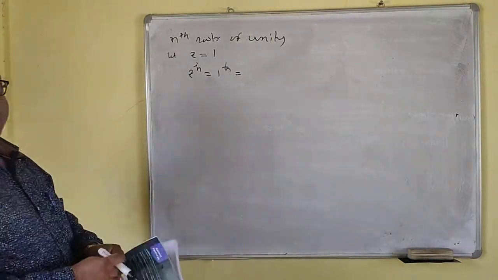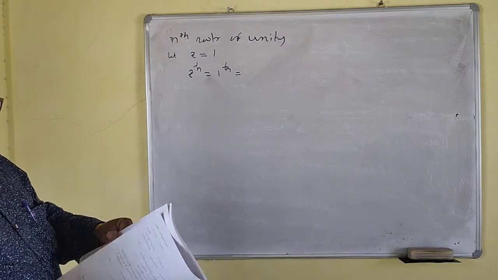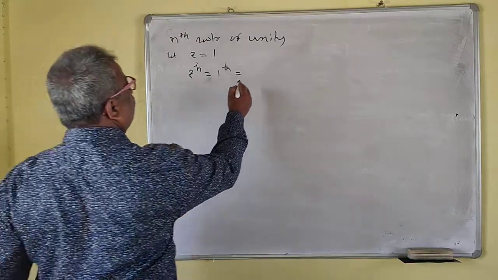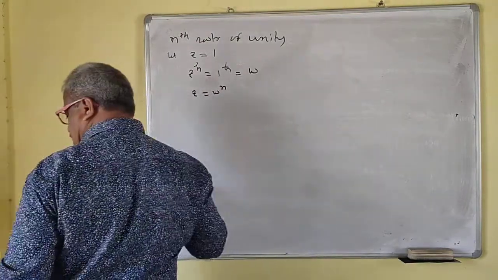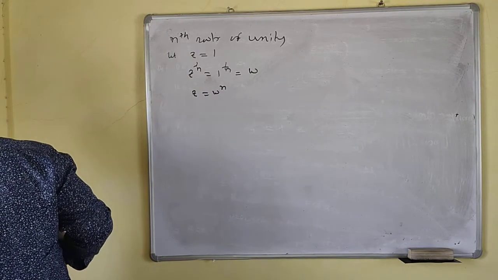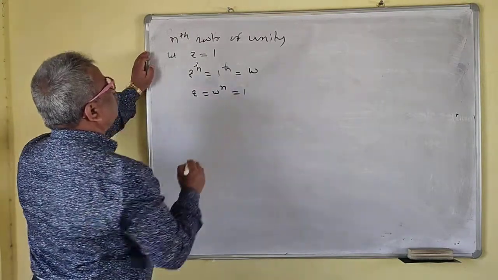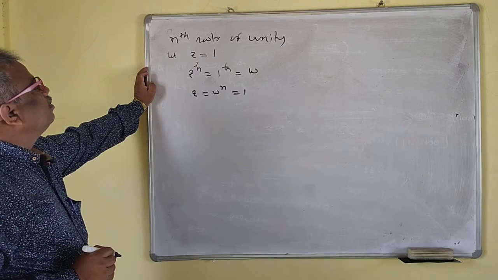So you have to find 1 to the power, that means for example the square root of 1, you know that it is plus or minus 1. We call this w now. So z is equal to w to the power n. Z is equal to w to the power n, so this is equal to 1 now. W to the power n is equal to 1.